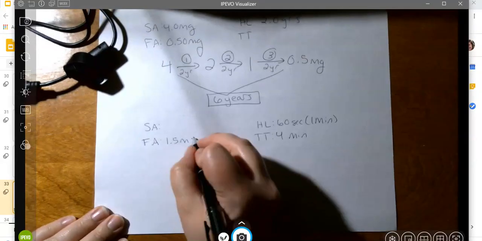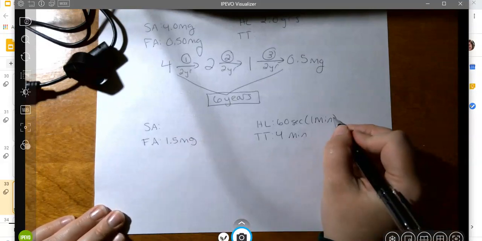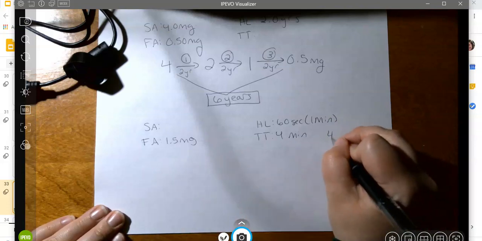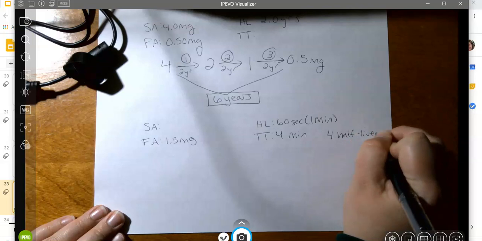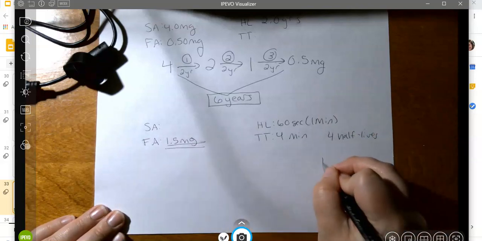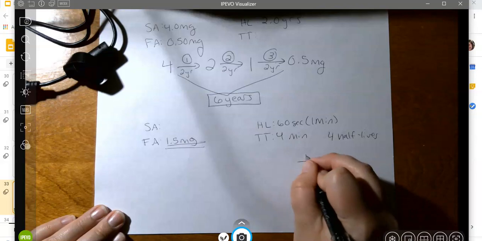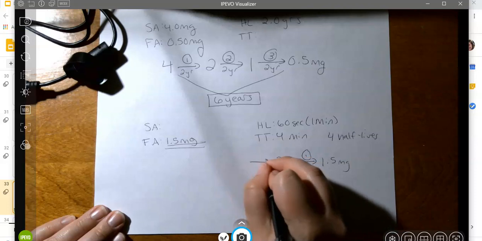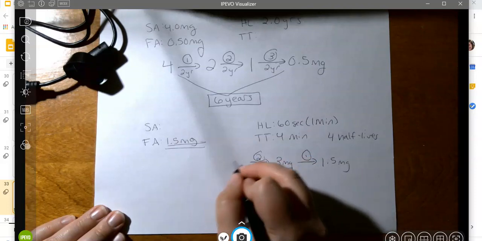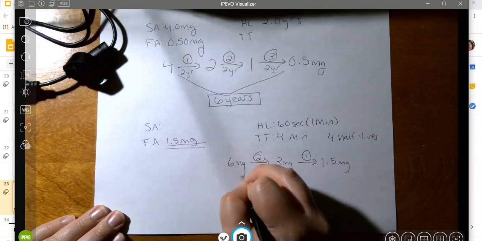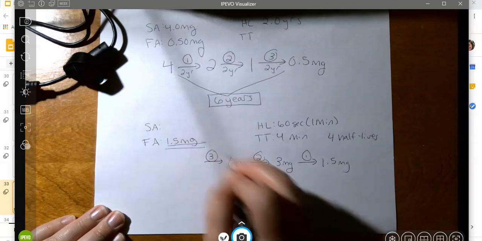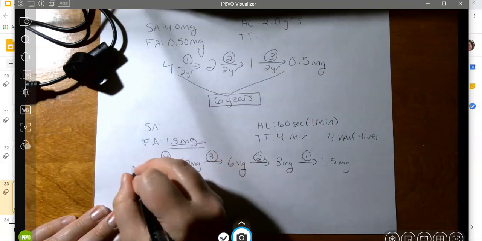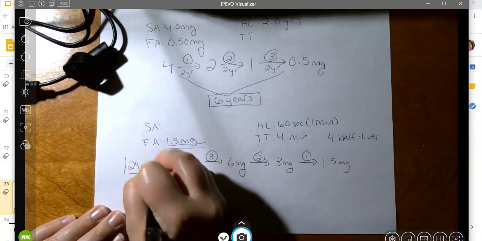All right, so let's take a look at this. Now, each half-life was 1 minute, and the total time was 4 minutes, which means that we have 4 half-lives. So that means we're going to need 4 arrows. Now, we're starting with the final amount and working backwards. So going back in time 1 half-life, I would have had 3 milligrams. Going back in time 2 half-lives, I would have had 6 milligrams. Going back in time 3 half-lives, I would have 12. And my 4th and final half-life would bring me to 24 milligrams. So that's my final answer.